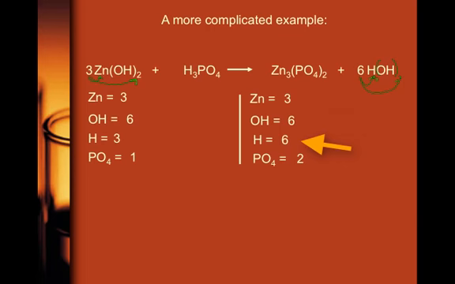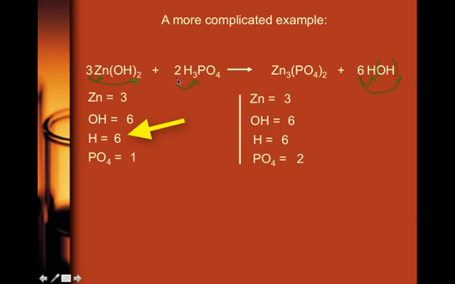Alright, and so now we're going to come back over to the left side and fix our hydrogens. We have 6 on the right side. We have 3 on the left side. So how do we get 6 out of 3? Well, if we come over here in front of the H3PO4, where we have 3, if we put a 2 there, then 2 times 3 would give us 6. So put a 2 there. That 2 gets distributed to the 3. So 2 times 3 gives you 6.